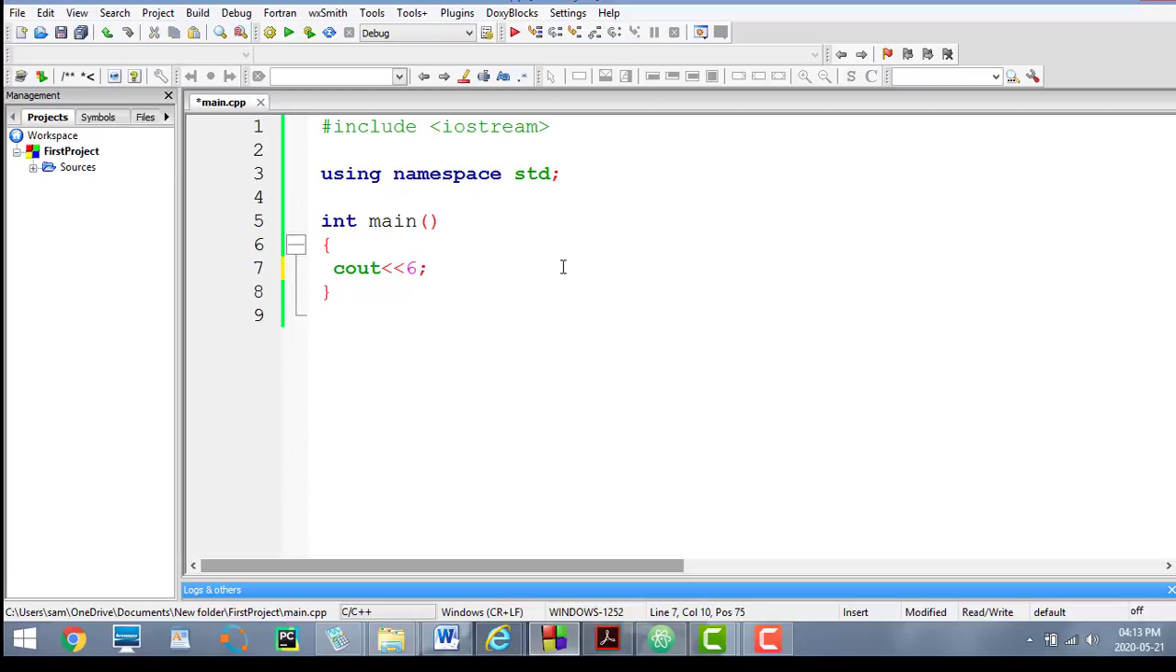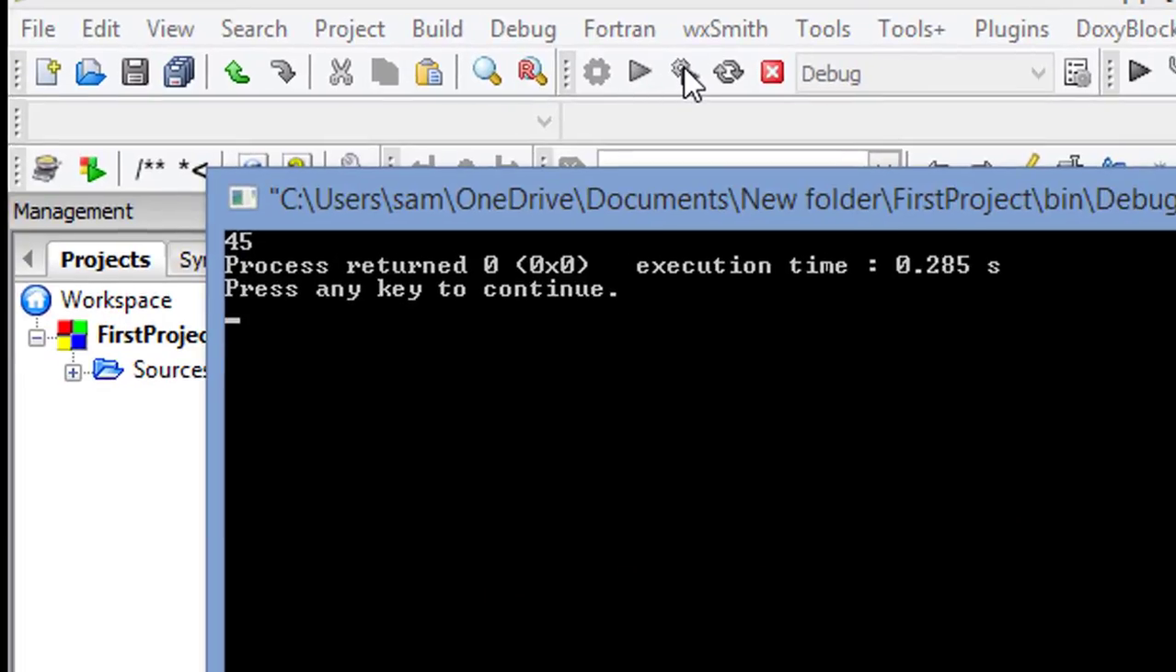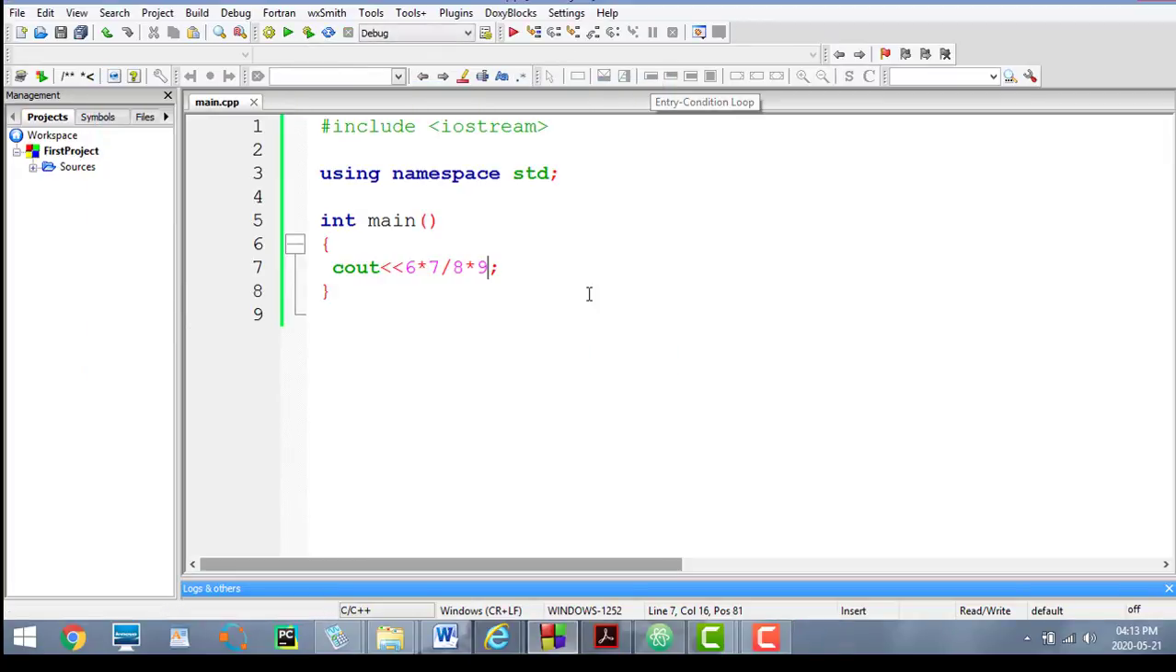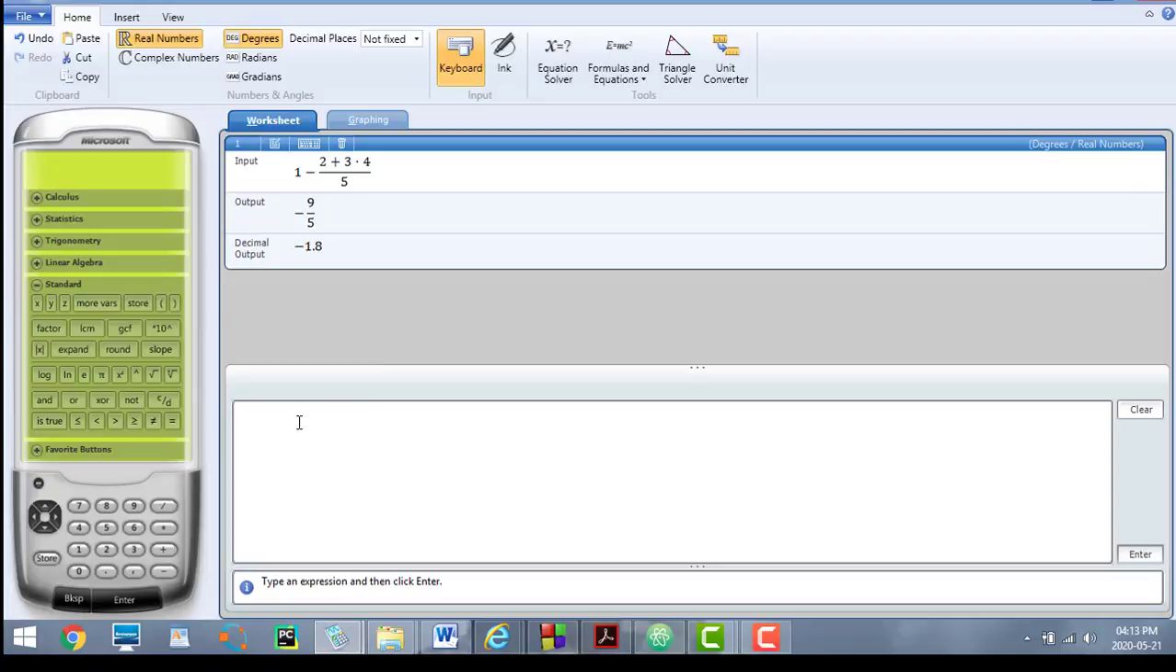Here is an exciting activity. I want you to guess what the output of the following line is. 6 times 7 divided by 8 times 9. Pause the video and guess. It's 45. Well, that's not the actual answer. Okay, what is going on here? Actually, if you use the same rule, the BODMAS rule, you're gonna get why it's giving you 45 instead of giving you the actual answer.